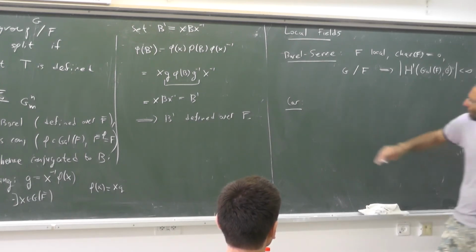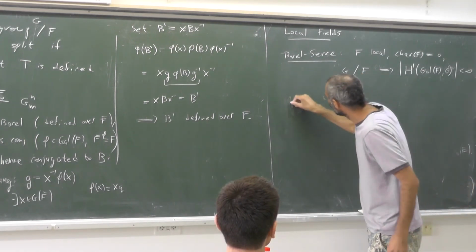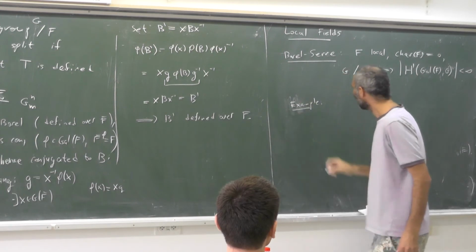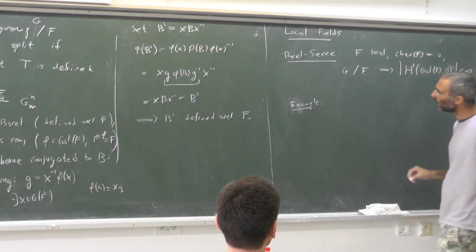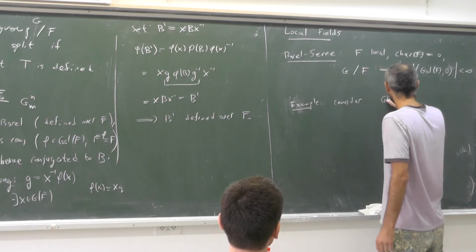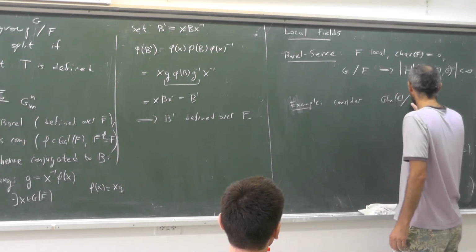Maybe before putting the corollary, let me remind the example, the same example basically I'm giving over and over because I think it's very illuminating. Let me consider GL_n(C) over O_n.